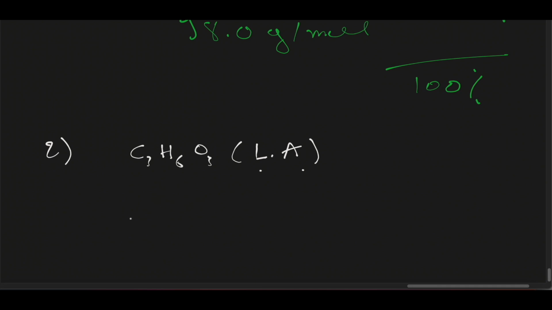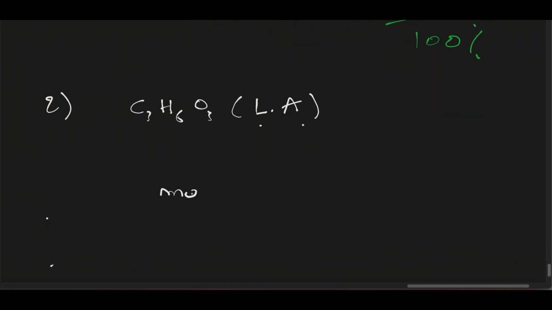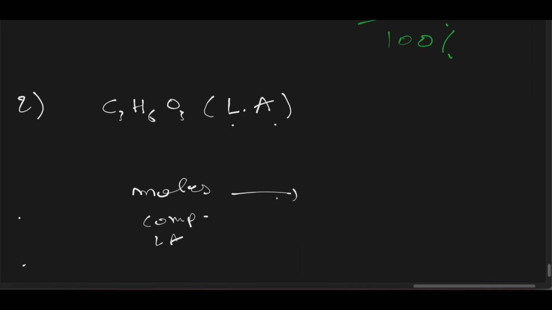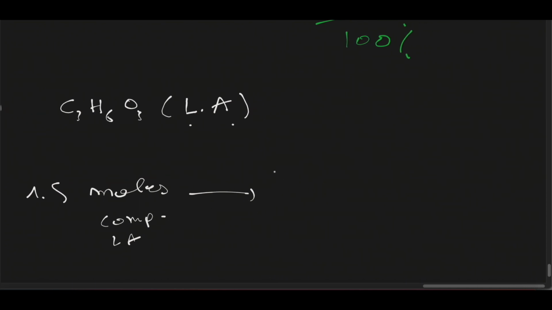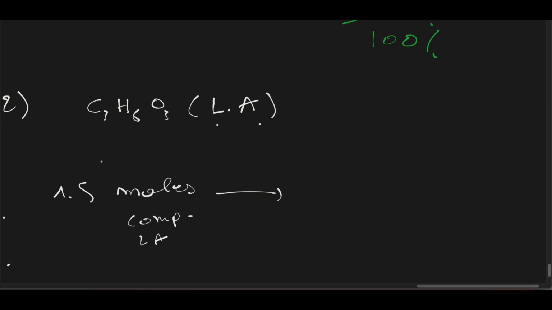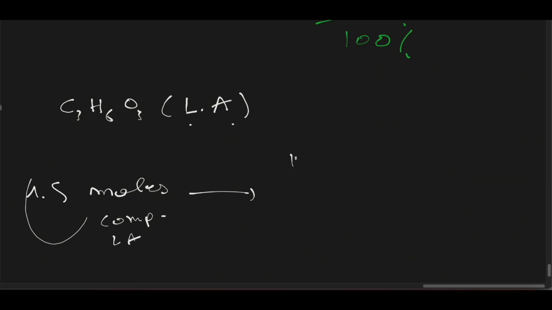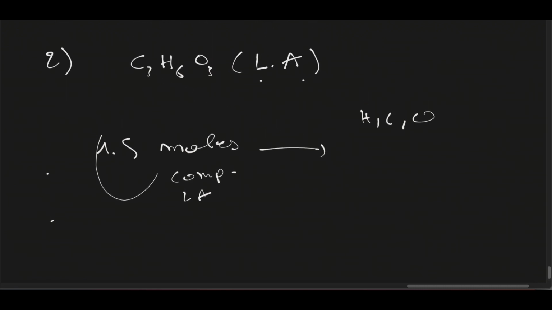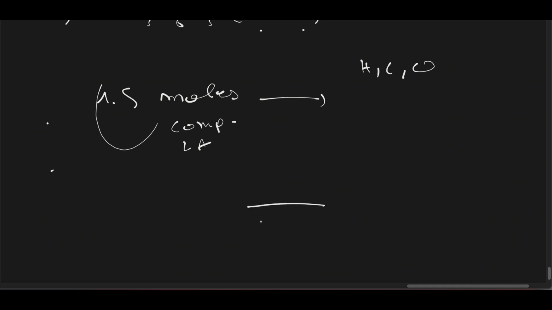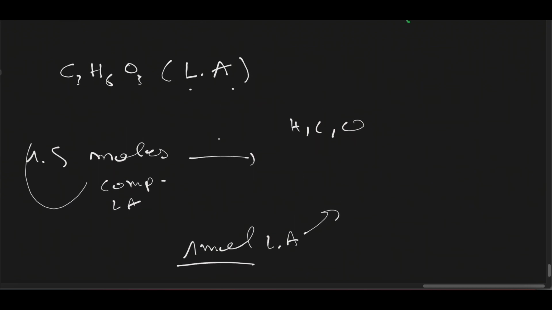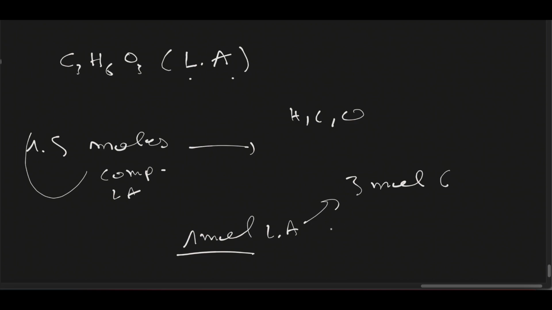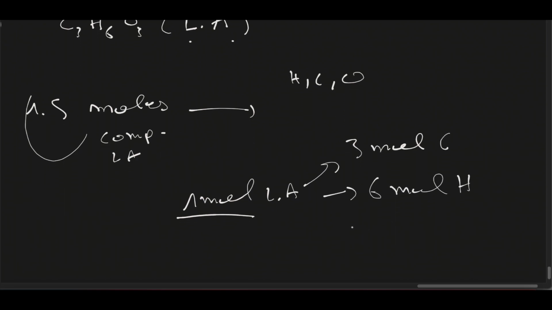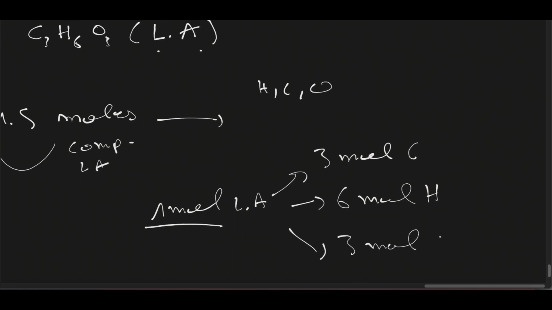So here we are given a number of moles of the compound, the lactic acid. We have 1.5 moles, and we have to determine the number of moles of each element for this amount. So the number of moles of H, C, and O. But first of all, we have to determine the number of moles for 1 mole. So we know that in 1 mole of lactic acid, we have 3 moles of carbon, 6 moles of hydrogen, and 3 moles of oxygen.